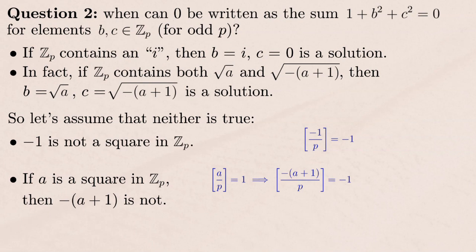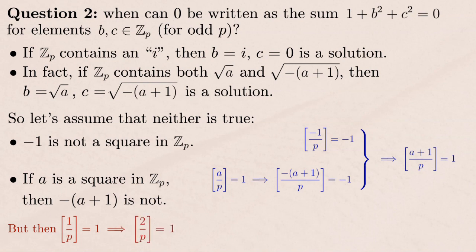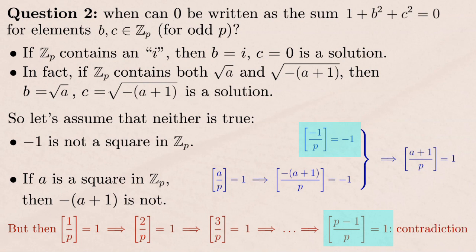Now remember that the Legendre symbol is multiplicative on the top. So if I multiply these two together, I get that a plus 1 over p equals plus 1. Okay, so for this prime p, we've proved that whenever a over p equals 1, we also have a plus 1 over p equals 1. In particular, 1 over p equals 1, because 1 is a square mod p. And therefore, 2 over p equals 1. And so 3 over p equals 1, all the way up to p minus 1 over p equals 1. But this is the same thing as minus 1 over p, which we assumed equal to minus 1. So this contradicts our assumption.